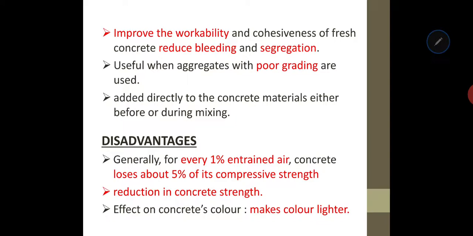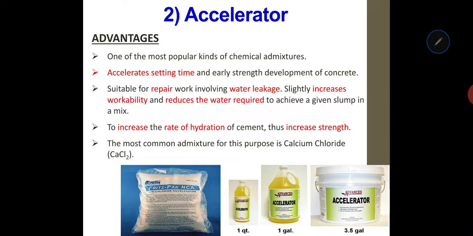Okay, and what you need to know are also the disadvantages. Generally, for every 1% entrainment of air, concrete loses about 5% of its compressive strength, and because of it, it will reduce the concrete strength. In terms of effect on color, it makes the color lighter. Okay, some architects might not like it because they have already determined the color, so it is more to ask the client whether they want this, since it will affect the construction.